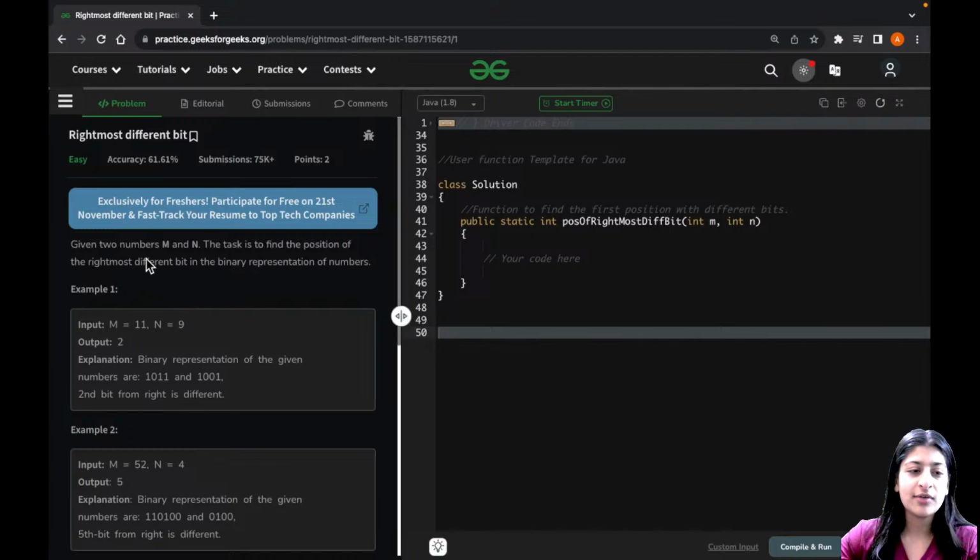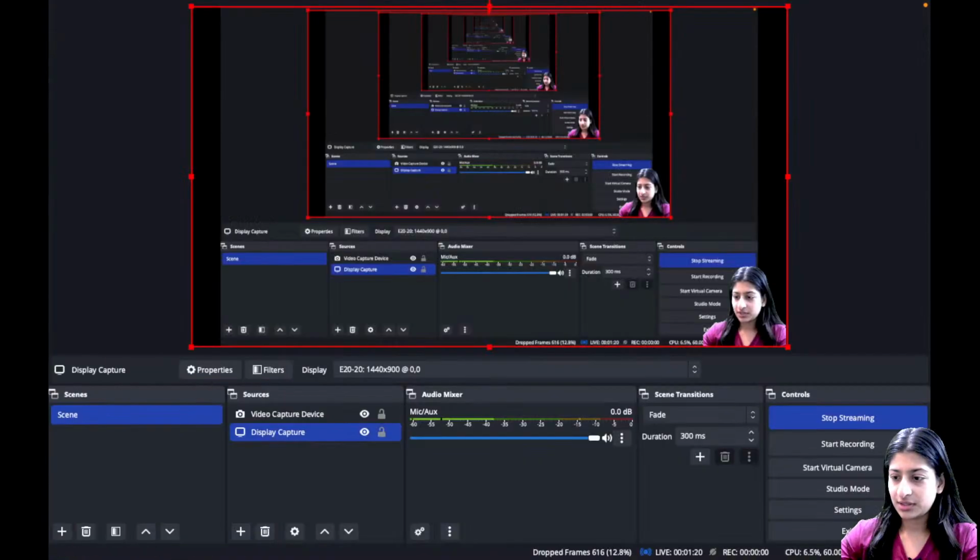You're given two numbers m and n. Your task is to find the position of the rightmost different bit in the binary representation of the numbers. So you're given two numbers, 11 and 9. Let's take that.